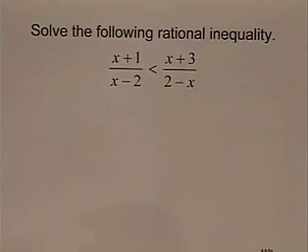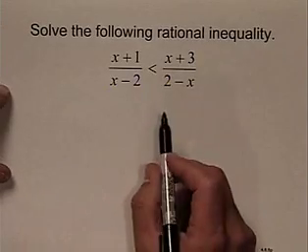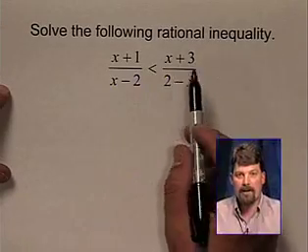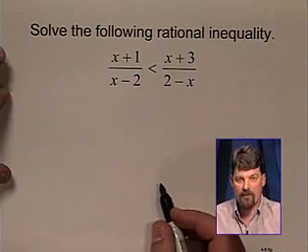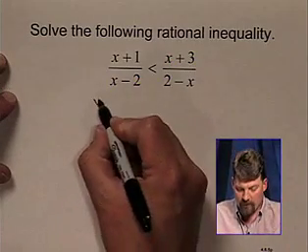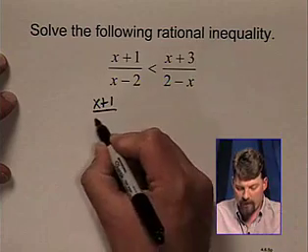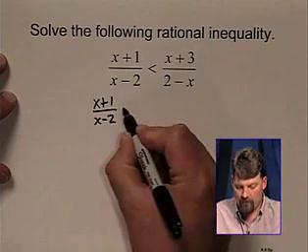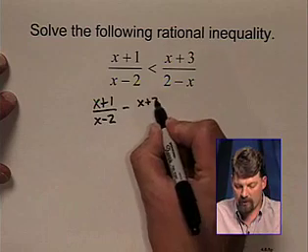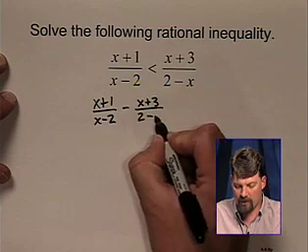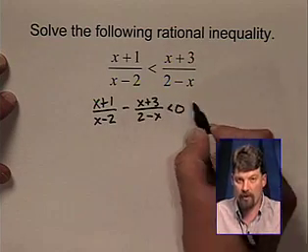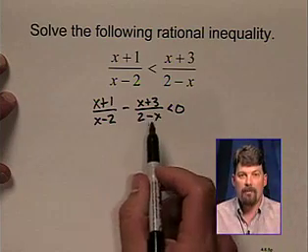Okay, now I'll give it a try. First thing we need to do here is get a 0 on one side of the inequality. So I'll subtract (x + 3)/(2 − x) from both sides. That gives me (x + 1)/(x − 2) − (x + 3)/(2 − x) less than 0. Now, I need to do something with these denominators.